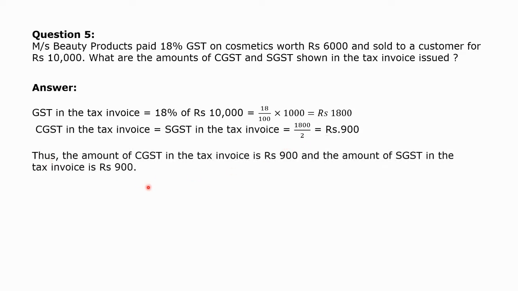Thus, the amount of CGST in the tax invoice is rupees 900 and the amount of SGST in the tax invoice is also rupees 900.